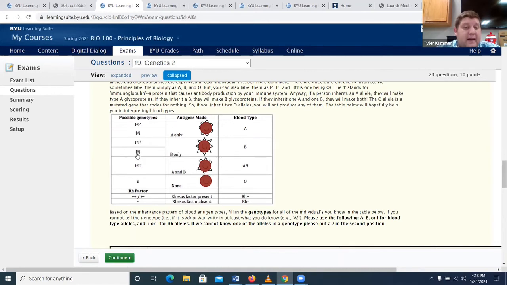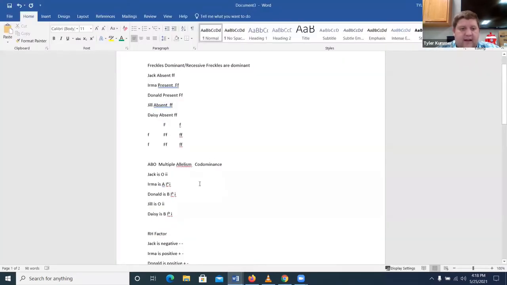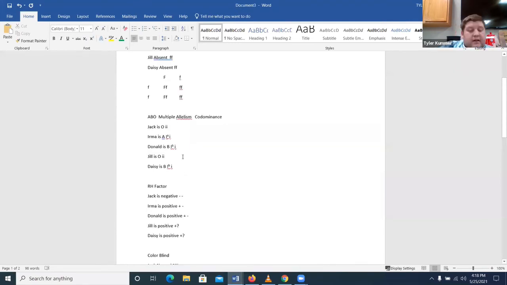Now, both A and B are dominant to O. So if I have a B and an O allele, I will get the B antigens. If I have A and O alleles, I'll get the A antigens. So just a brief little rundown of that. Now let's see, based on what was in the table, Jack is O. Well, the only way to be O is to get two O alleles because it's recessive to A and B. So we know that Jack had to be homozygous for O, little i.